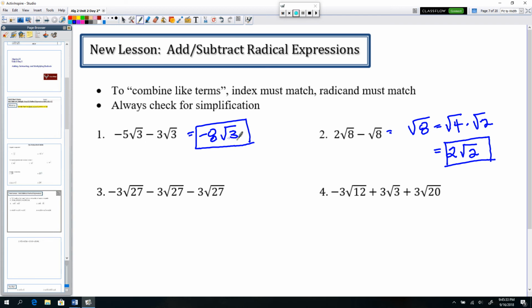That didn't happen on number 1. We can't further simplify the square root of 3, but it did happen here. So make sure that you always check for simplification options.